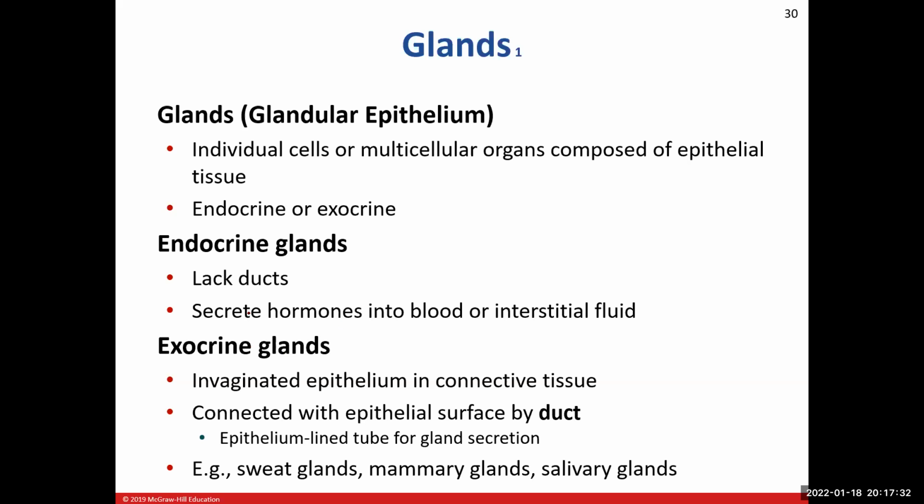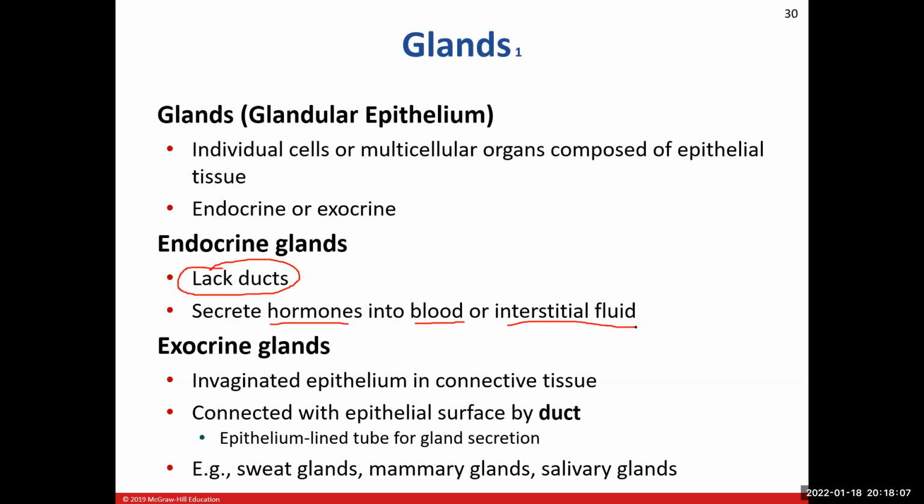Endocrine glands, you need to know this, lack ducts. And because they don't have a duct, when they make their secretion or their hormones, they have to dump their hormones directly into the blood or into the interstitial fluid. What is interstitial fluid? Interstitial fluid is the fluid in between the blood vessel and the cells that are making these hormones.